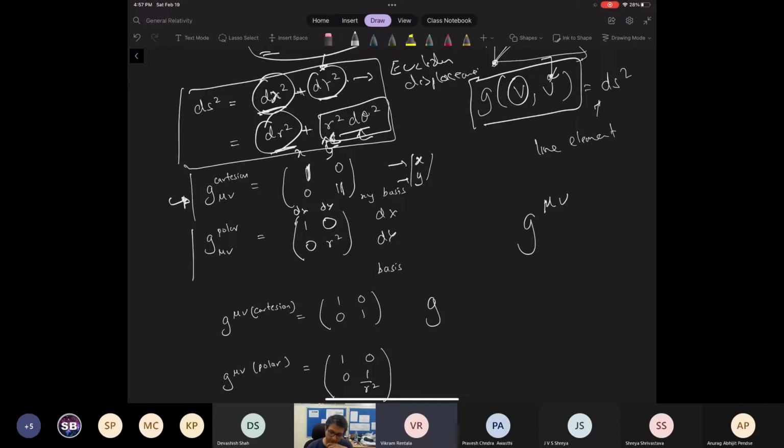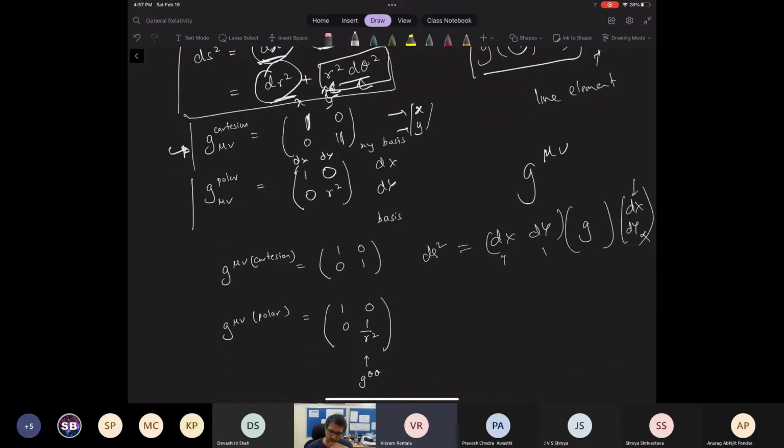Sorry, if I want to construct the line element, let's do the line element. That's simpler. So if I want to construct this ds line element, I will use the displacements dx, dy, times this matrix g, times dx, dy. That will give me the line element. So you have to be clear what is the ordering of these bases when I write down this matrix for g.